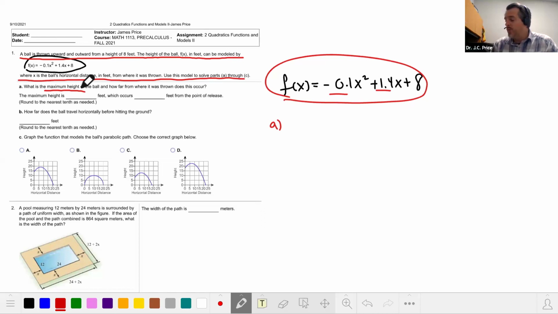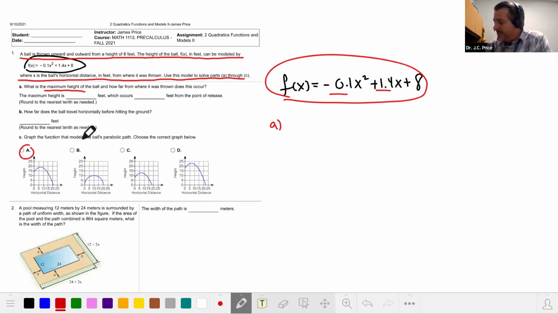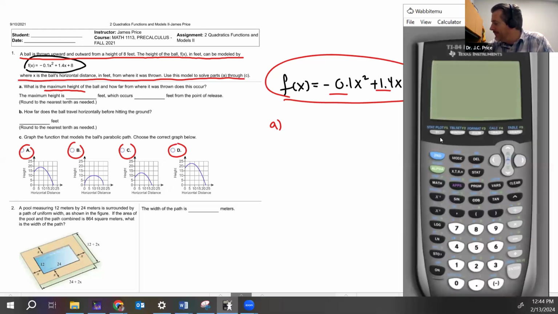To do that, we're just going to use our graphing calculator. Notice they gave us the graphs down here, so one of these graphs is going to be correct. On your calculator, pull it out, hit y equals, and we're going to plug this in. Make sure you hit the negative button, 0.1, then x squared, and then we add 1.4 times x, and then plus 8.